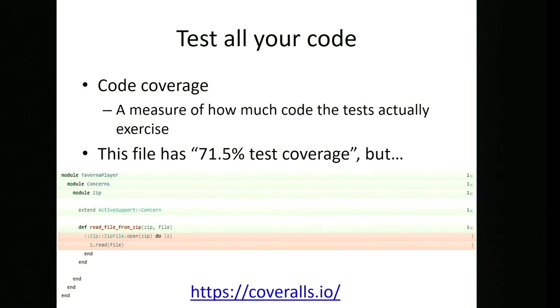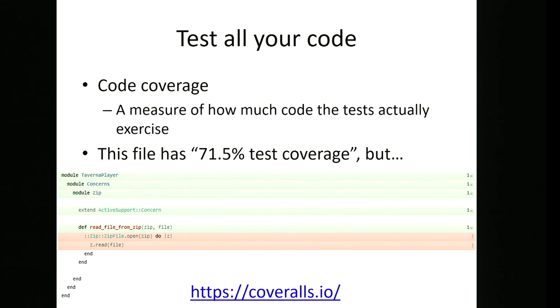It's got 71.5% test coverage, which sounds pretty high, but most of this code is just defining classes and modules, or pulling in external code, or defining the method. So the actual code which is doing anything, so this is reading a file out of a zip file, the actual code which is doing anything hasn't been covered. It's in red. It hasn't been tested.